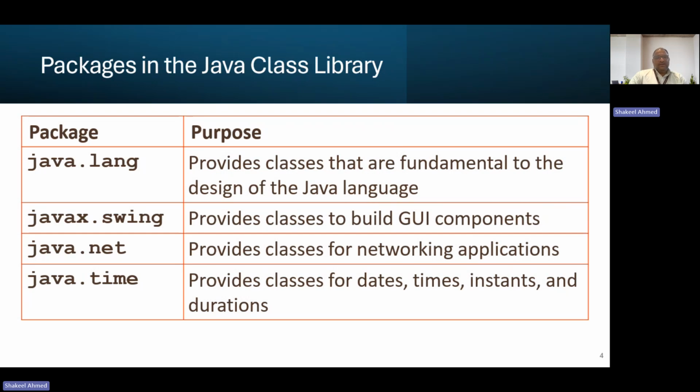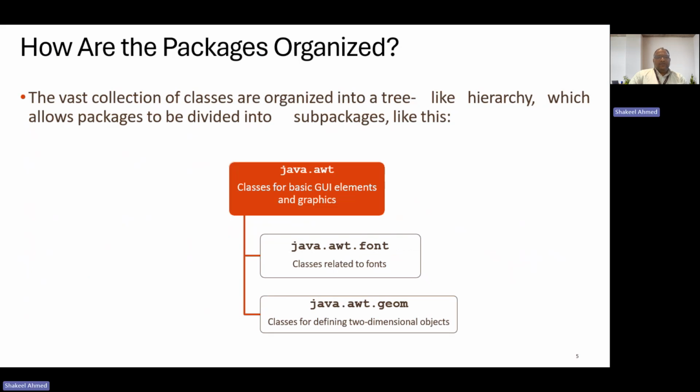So let me go to the next slide. For example, you want to have a font, or maybe you want to use geometrical shapes in your program. All this comes under java.awt. This is the package name that we get from Java. The vast collection of classes are organized like in a tree hierarchy.